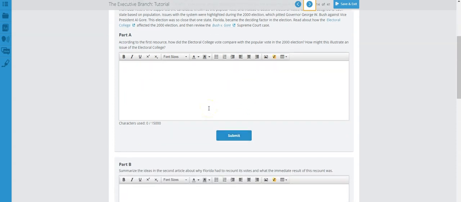According to the first resource, how did the Electoral College vote compare with the popular vote in the 2000 election? How might this illustrate an issue with the Electoral College? Please remember that the Electoral College is basically how we elect our president in this case. And it has its flaws.